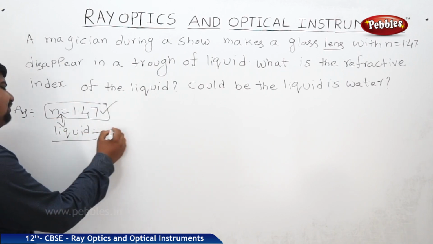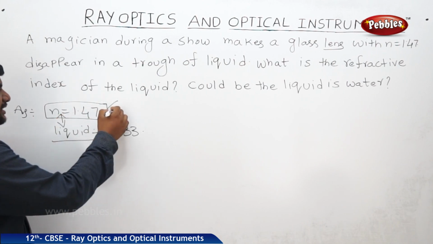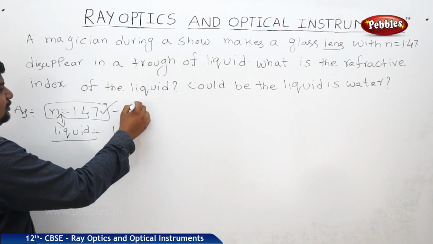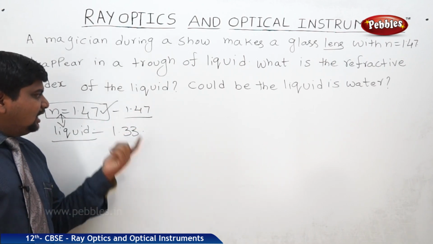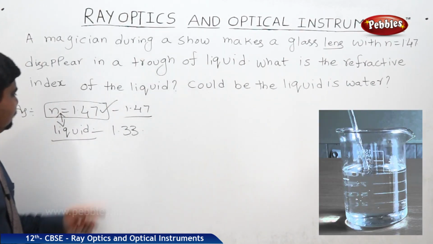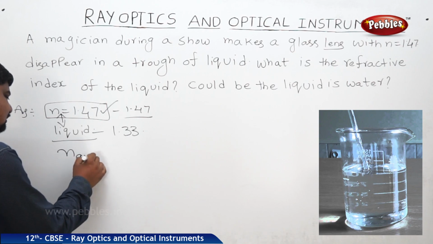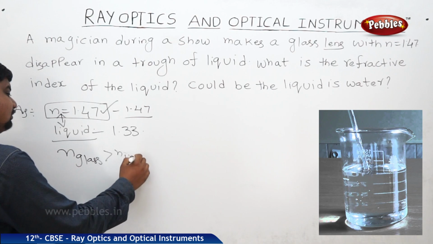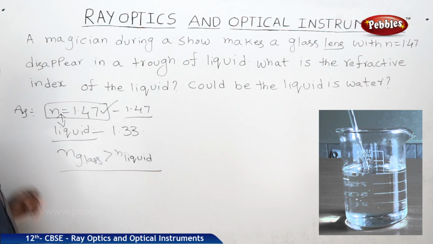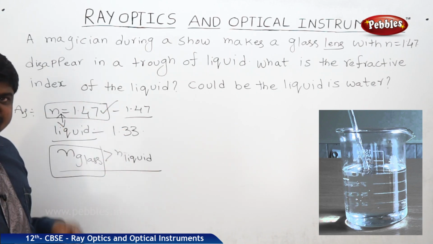That means if a liquid's refractive index is 1.3, let us suppose 1.33 actually. What is the refractive index of the plain glass slate? This glass lens is 1.47. It means this glass lens's refractive index is more than the water. That means the glass lens is visible here. So if the refractive index of the glass lens is greater than the liquid, then the glass will appear, because a refractive index difference is there.